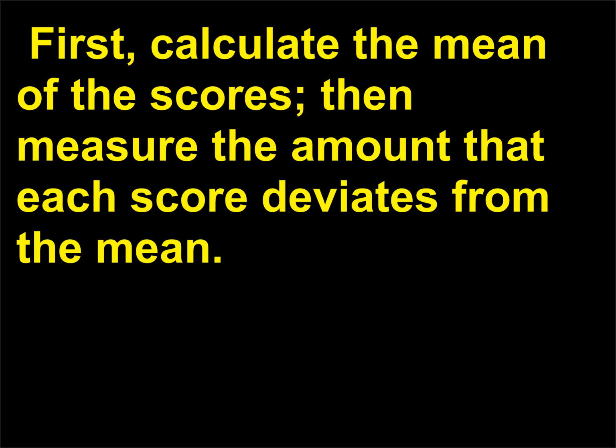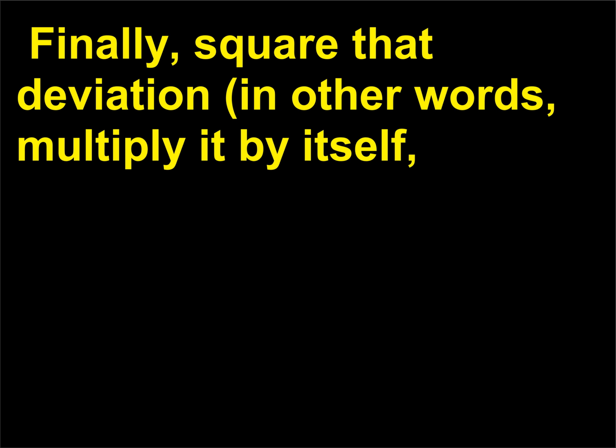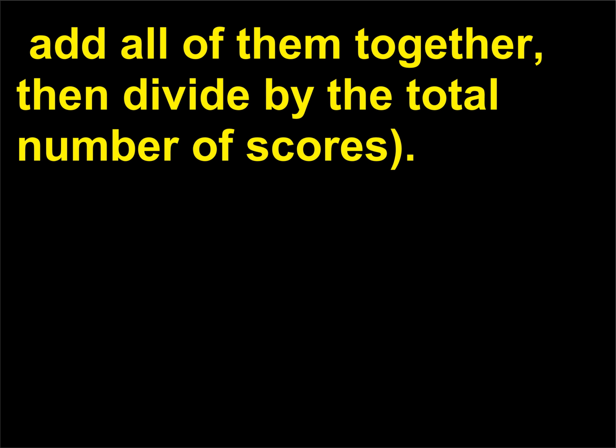First, calculate the mean of the scores, then measure the amount that each score deviates from the mean. Finally, square that deviation, in other words, multiply it by itself. Add all of them together, then divide by the total number of scores.